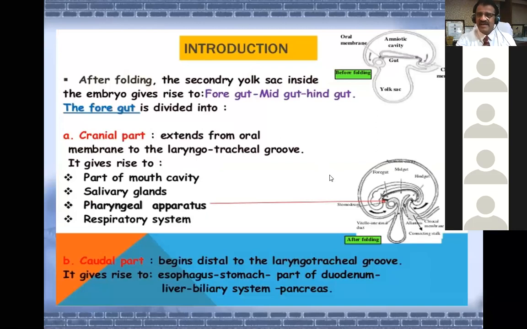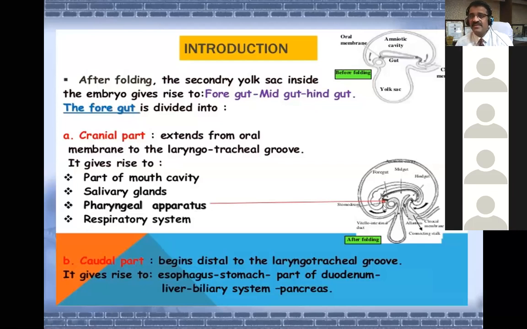After folding, we have seen the folding in the earlier part, the secondary yolk sac inside the embryo gives rise to foregut, midgut, and hindgut. Foregut, midgut, hindgut are parts of the GIT, and the foregut is divided into cranial part and caudal part. Cranial part extends from oral membrane to the laryngotracheal groove. It gives rise to part of mouth cavity, salivary glands, and pharyngeal apparatus.